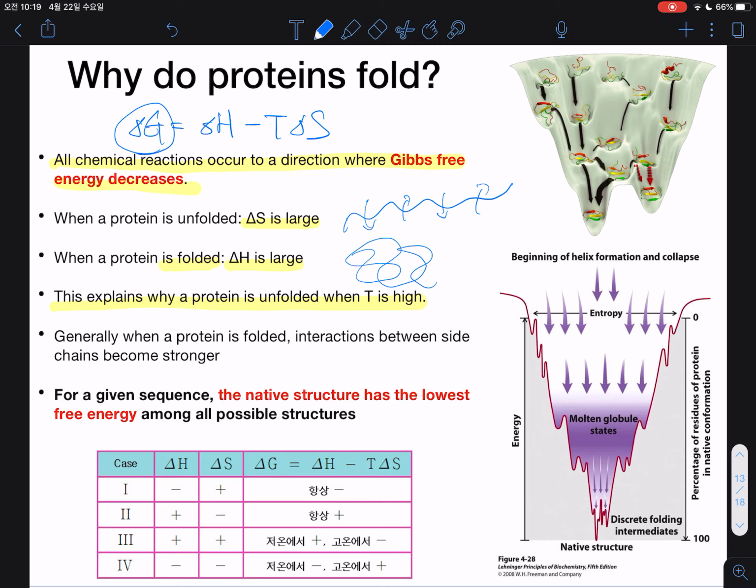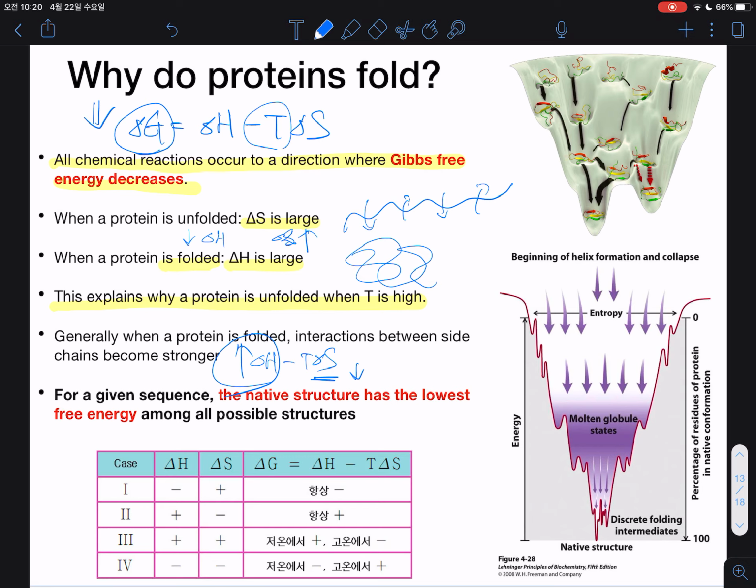Spontaneous reactions occur in the direction where delta G becomes negative, right? So when a protein is folded, the contribution of delta H is large, but delta S becomes low. But when the protein is unfolded, delta H becomes low, but delta S becomes large, right?